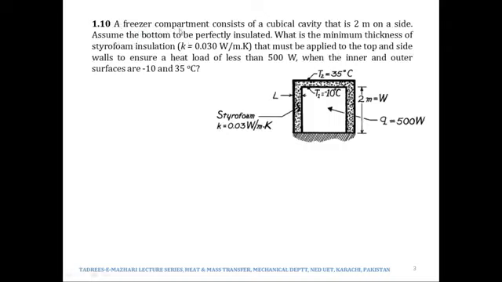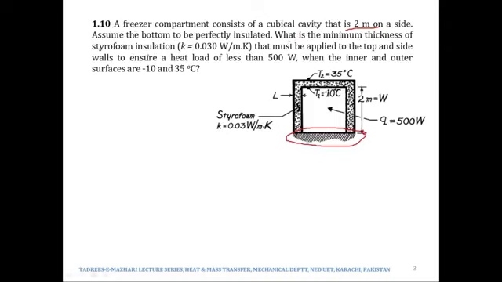It says a freezer compartment. Over here is shown the freezer compartment consists of a cubical cavity which is 2 meters on a side, so it is a 2 by 2 by 2 meter cube. Assume the bottom to be perfectly insulated, so there would not be any heat transfer taking place from the bottom. So there would be 5 sides, top, and then left, right, and then front and back, where the heat transfer will take place.